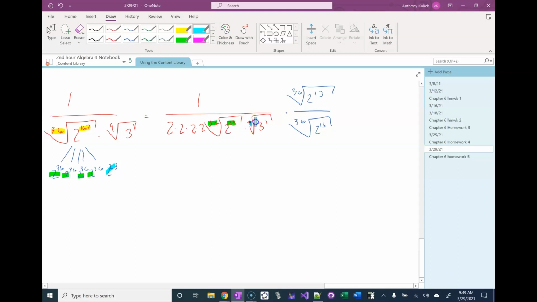And then if I look at my 9th root, to get rid of a 9th root, I need 9 3's under. Right now I have 1 3. How many more 3's do I need? 8. So the top and bottom I'll multiply by 3 to the 8th.